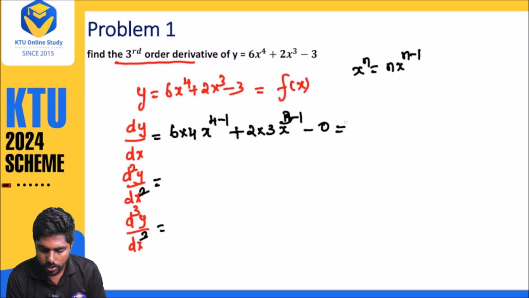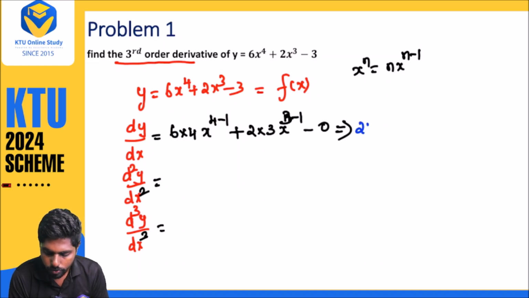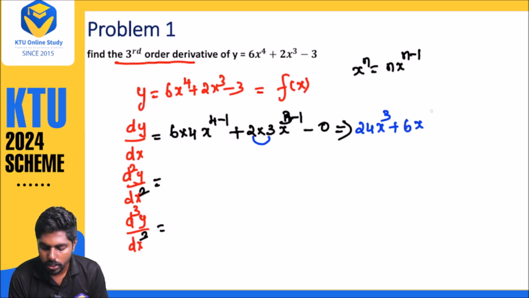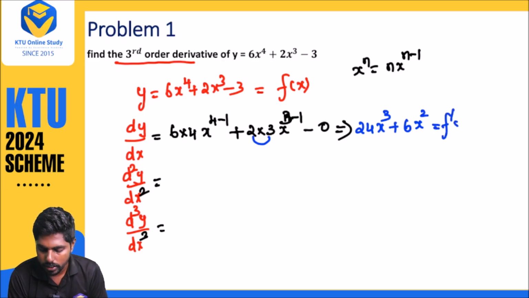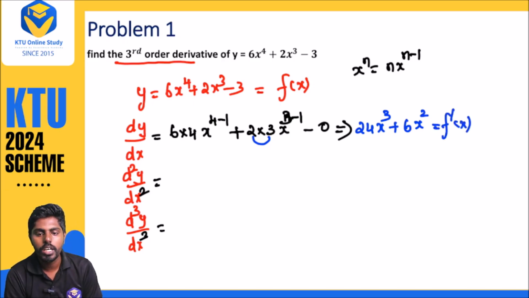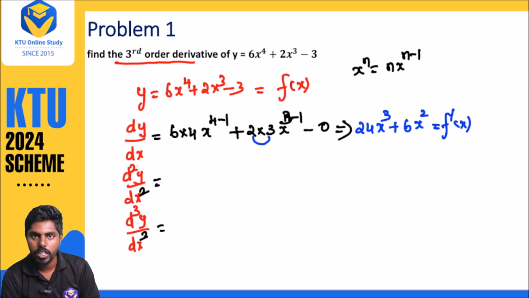So what will this equation become? 6 into 4 is 24, so 24 x power 3, plus 2 into 3, which is 6, x power 3 minus 1, that is 2. So this is our dy by dx, which is nothing but f dash of x. So we have found the f dash of x.